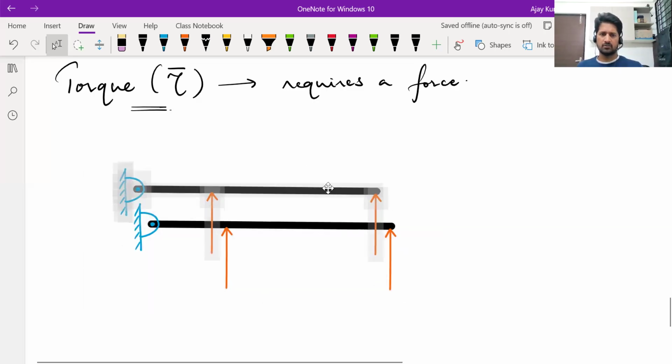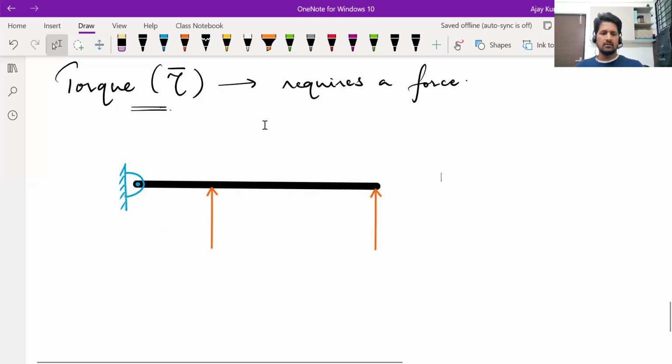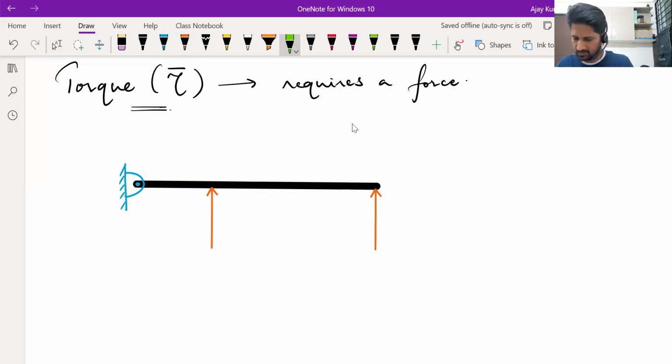Okay, I want others also to answer. Suppose we apply force this way. Okay, Rishi, don't answer, someone else. Will the door rotate or not? Yes, sir. It will rotate. Correct.